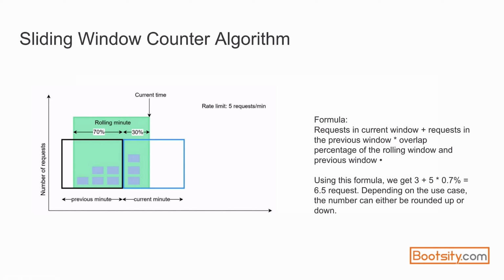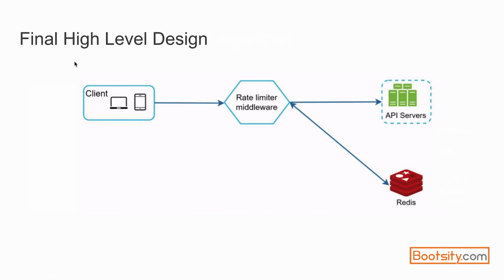So here we have discussed 4 algorithms to design a rate limiter, and we can go with one of them according to the different use cases. Now the high level design of our rate limiter would be: from the clients, the request will come to a rate limiter middleware, which is essentially an API gateway. And this rate limiter will save the different parameters of these rate limiting algorithms in one Redis server. And if the rate limiting passes, it will forward the request to the API servers.